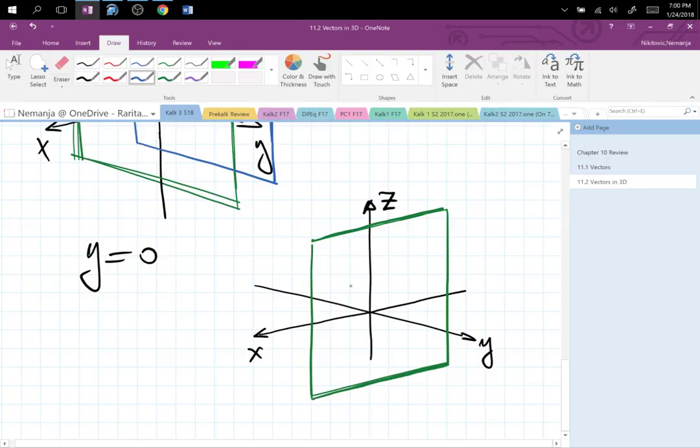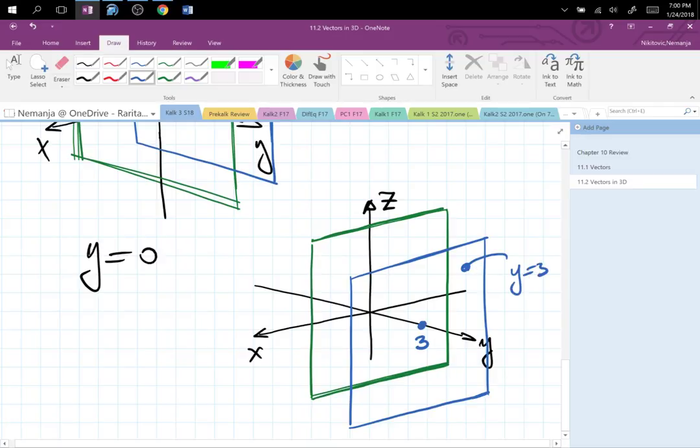And if we want to go to, say, y equals 3, right, the other plane will be in front. So this is y equal to 3, and the green one is y equal to 0.